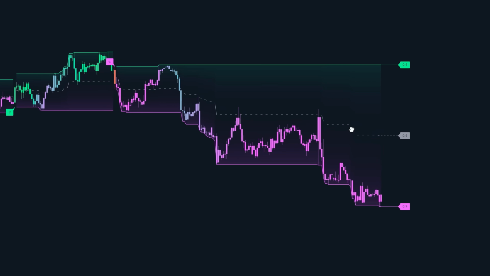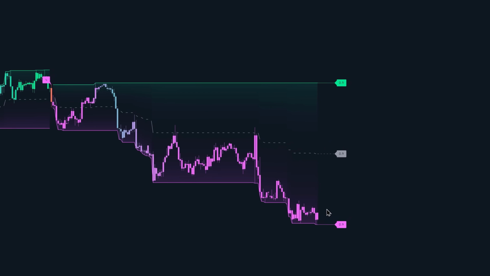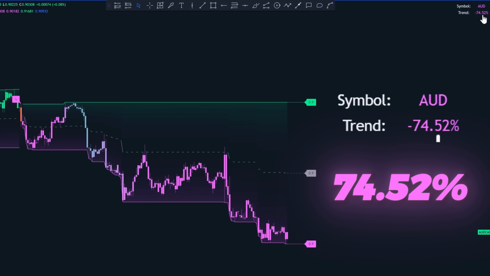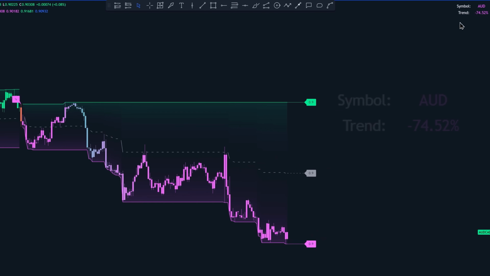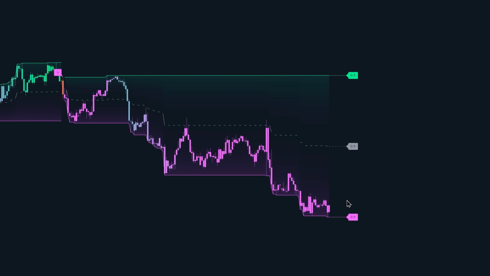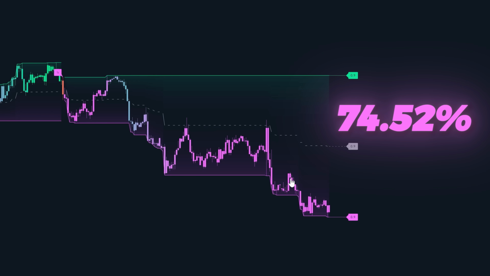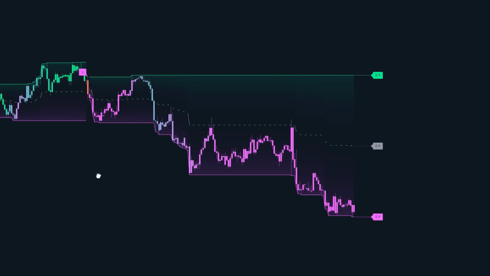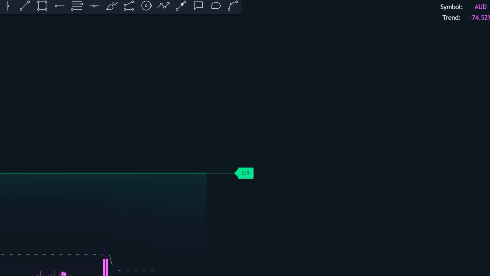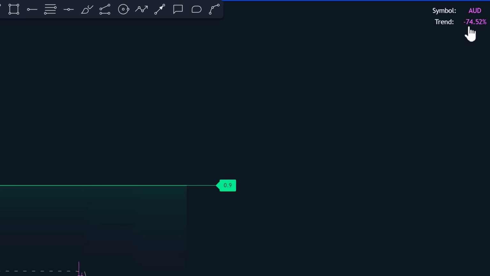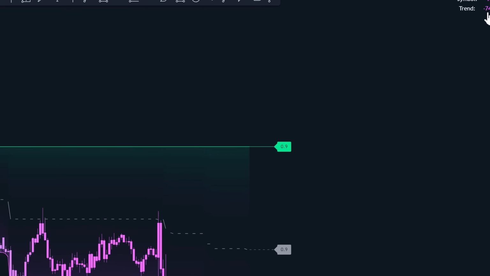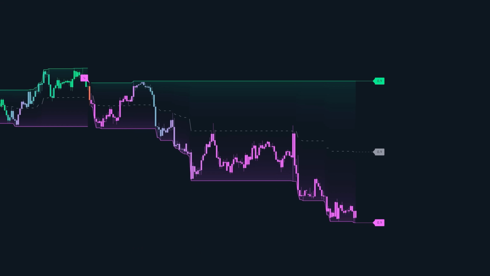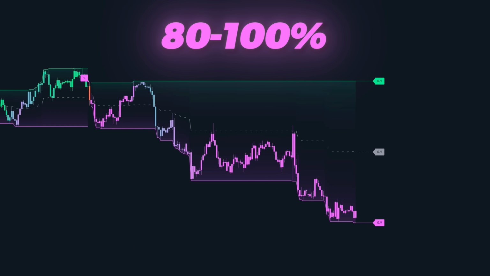Now, for a bearish trend like this, you can see that the trend delta is 74.52%, meaning that during this bearish trend, all the candles that opened and closed under the midline constituted 74.52% of the total candles within this bearish trend. When using this indicator to identify bullish and bearish trends in the market, you want this number to be as high as possible to guarantee success in your trades. For my recommendation, you should always aim for 80% all the way to 100%.